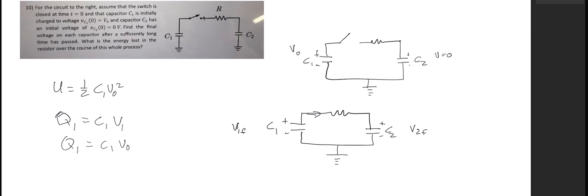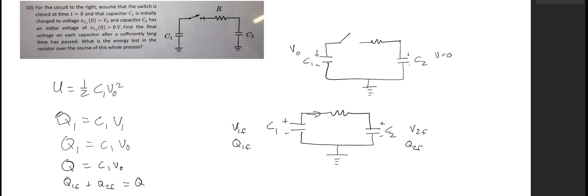Now, there's no external source on this circuit, and so there's no place for any more charge to come in. And so our total charge has to be Q equals C1 V0. That's the only charge we've got. So that charge, when we reach our steady state, will be distributed across both capacitors. And so when we reach our steady state, I'll call that Q1 final and Q2 final. Q1 final plus Q2 final has to equal that original Q, because there is no other place for that charge to come. So it has to be there.